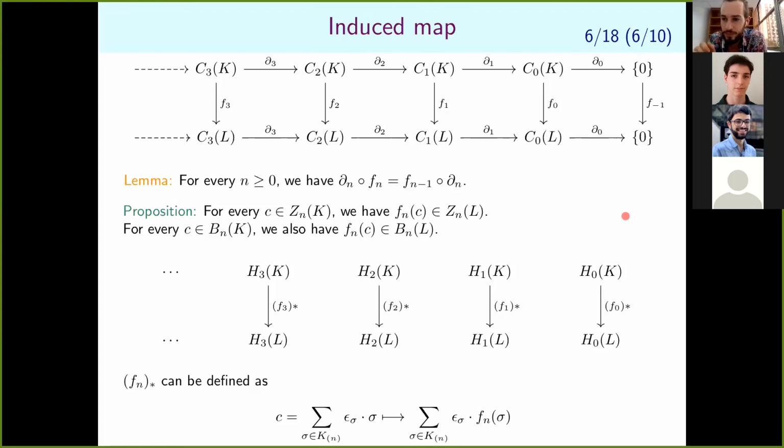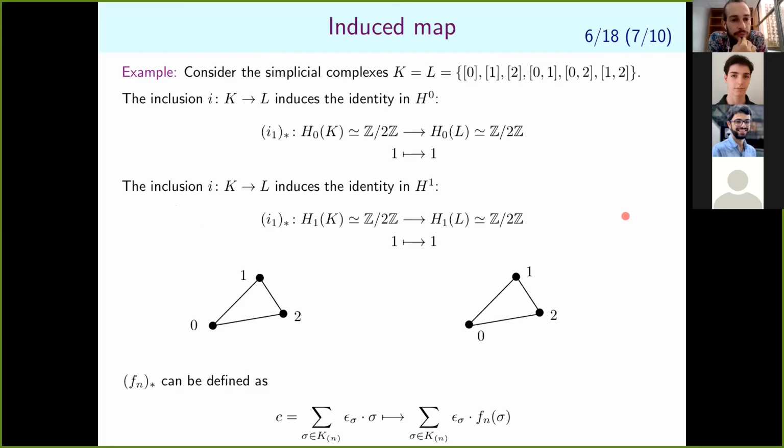I will give you some examples. This is the most simple example. I take K and L to be the same, the triangles here, 0, 1, 2. And the map, which I called F before and call I here, will be the inclusion. I map 0 to 0, 1 to 1, 2 to 2. This is a simplicial map. And I can consider its induced map in homology.